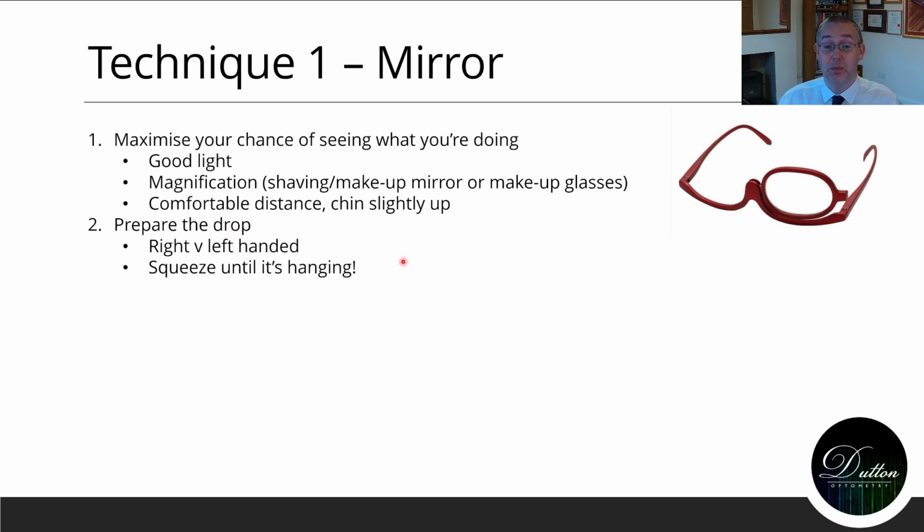Next, as I've already mentioned, prepare the drop. And there's different ways of doing this, whether you're right-handed, left-handed, or maybe ambidextrous. Personally, I find it easier to use my right hand for my right eye, and I pull the eyelid down with my left hand, always approaching towards the edge this way. And I then tend to use my left hand for my left eye. Again, squeeze so the drop's ready, pull it down and approach this way.